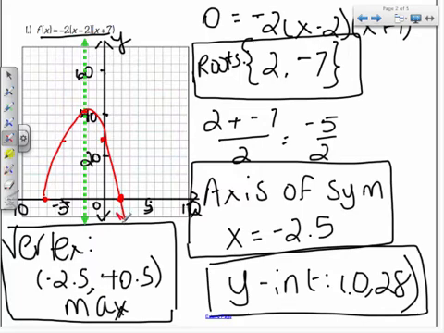Right here. Don't forget your arrows, and don't forget to label your equation. F of x equals negative 2 times (x minus 2) times (x plus 7), and that's how you use the key features of your graph in order to graph out your equation.